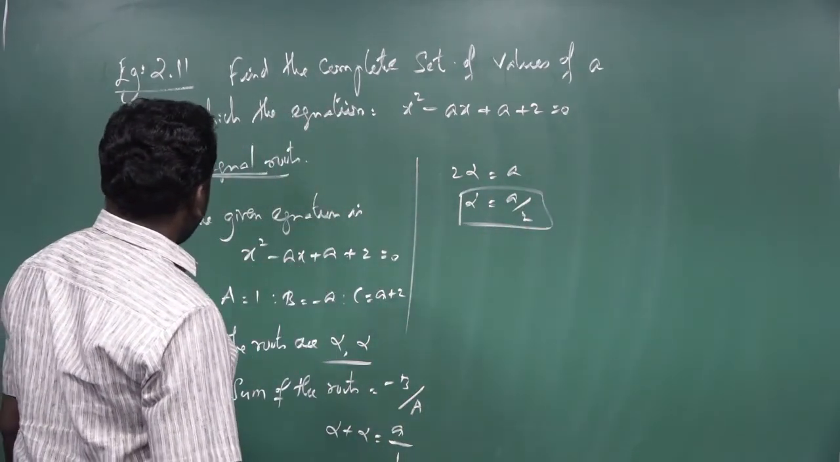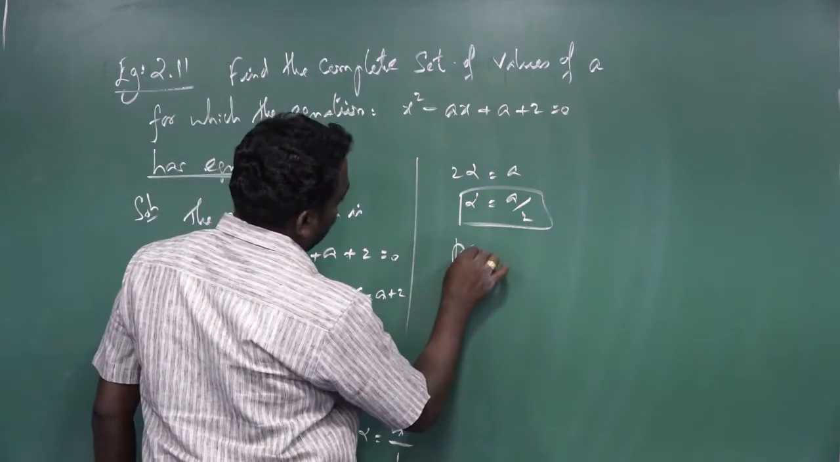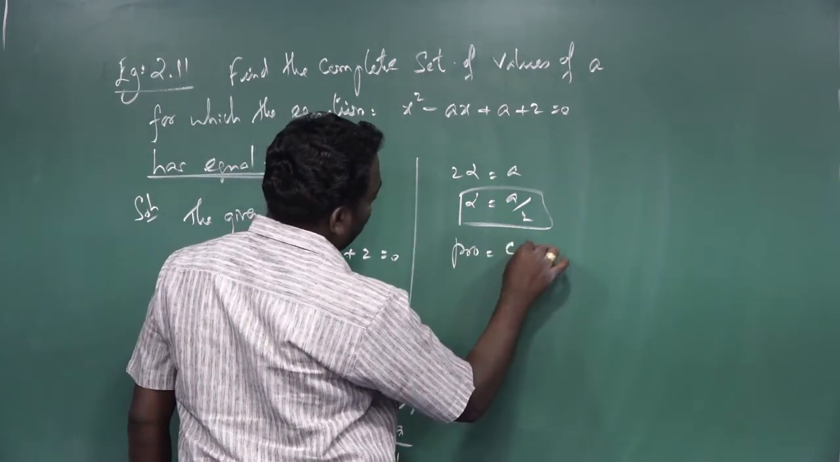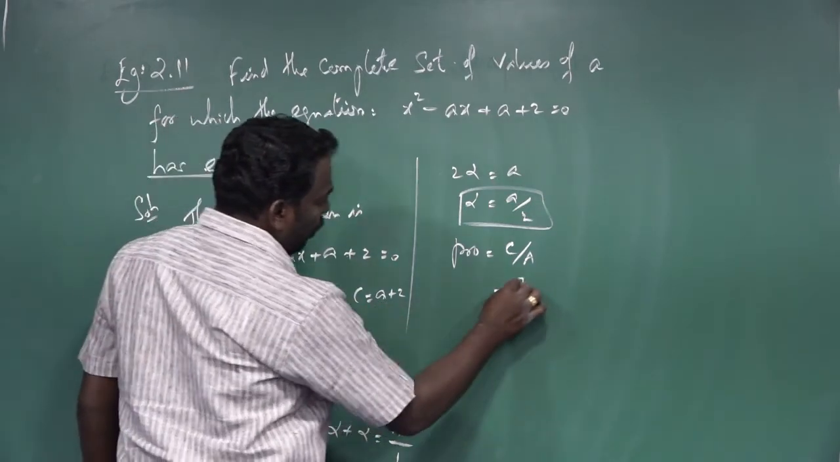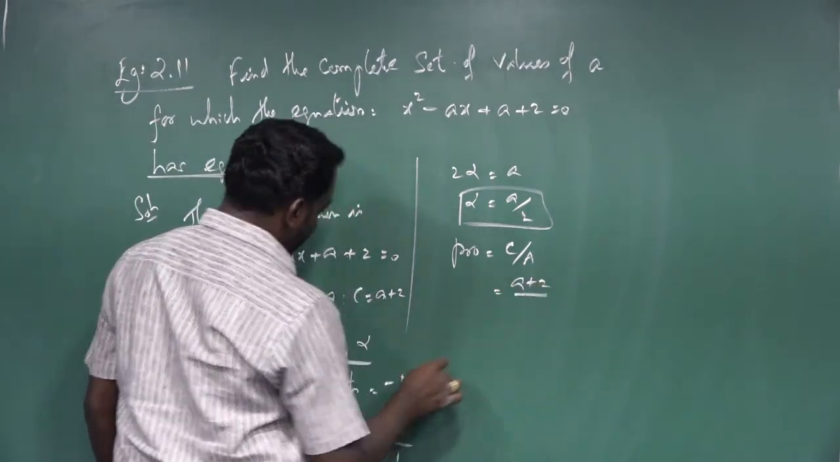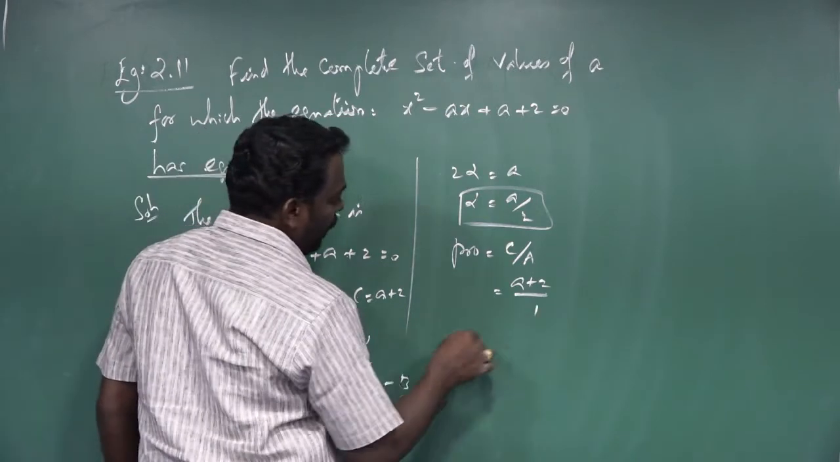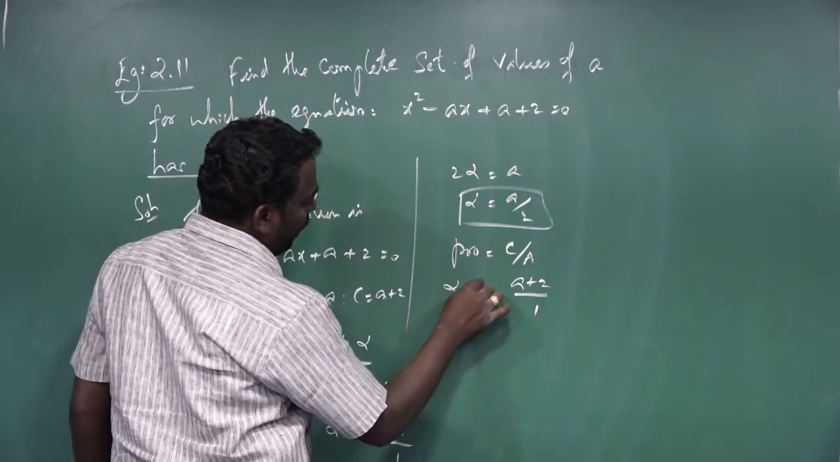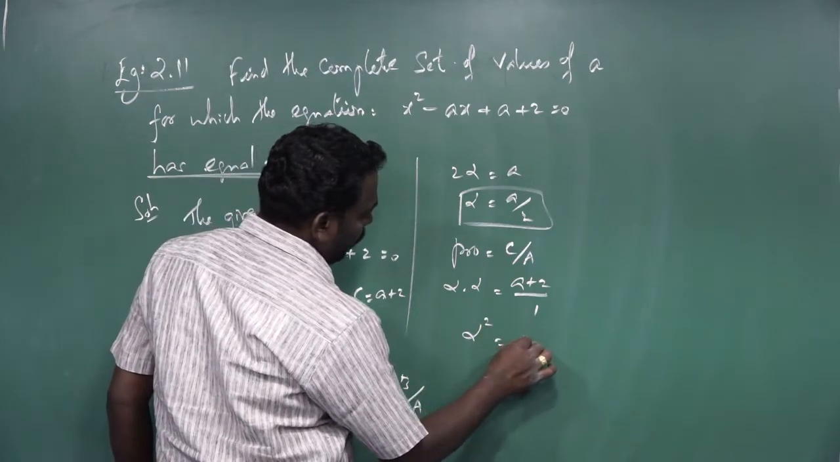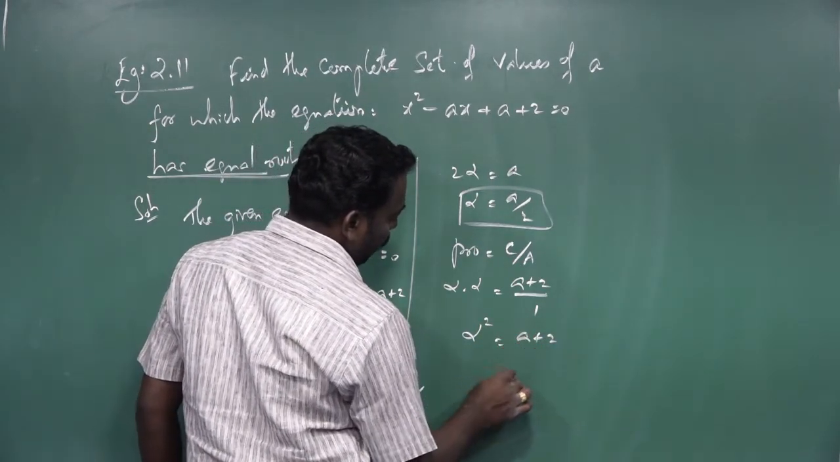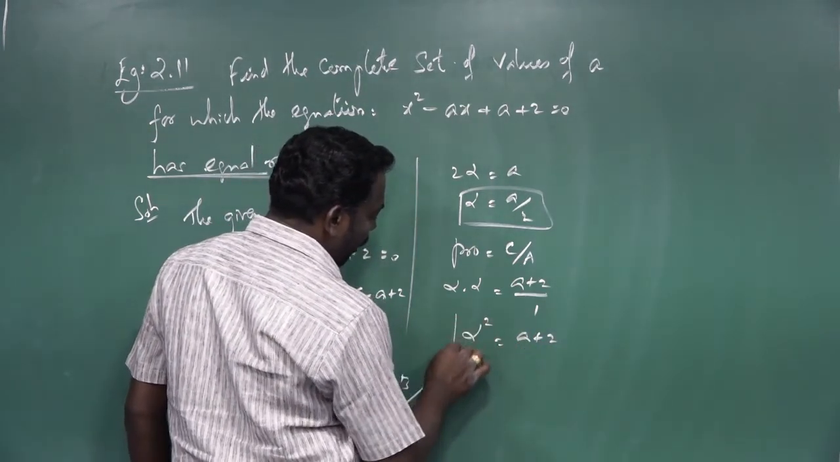Now next, the product of roots is equal to C by A, that is, C equals a plus 2 by 1. Then the product is alpha into alpha, that is called alpha square, that is equal to a plus 2 by 1. It is the alpha square value.